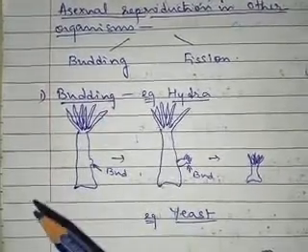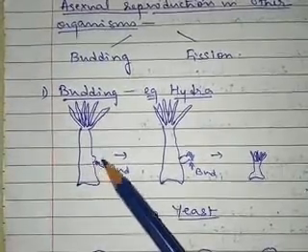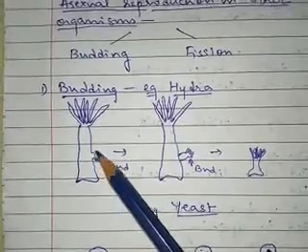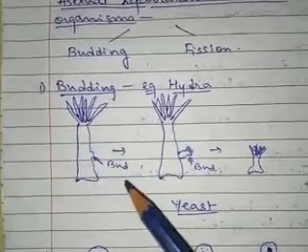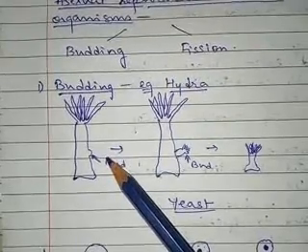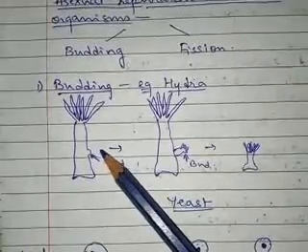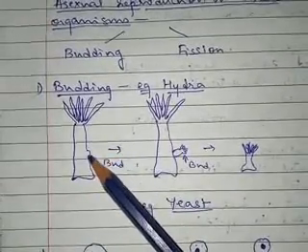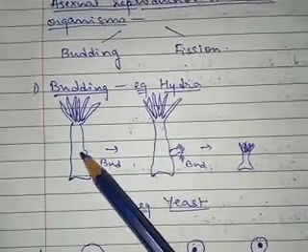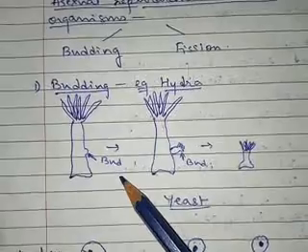What happens here is a small bulb-like structure is produced on the body of the hydra. This is called the bud. This bud will grow. The cells of the body wall multiply to form the bud. Inside the body of the hydra, cells multiply and form a bulb-like structure which is called a bud.